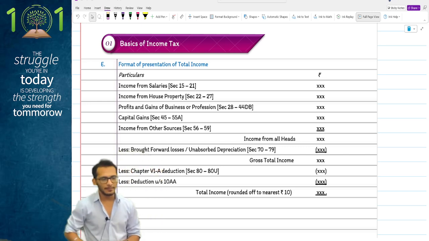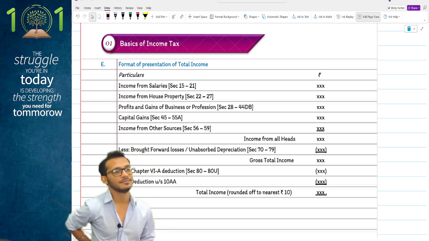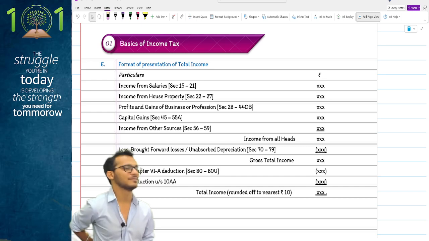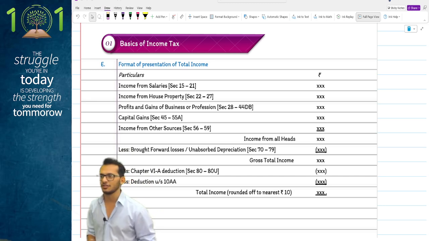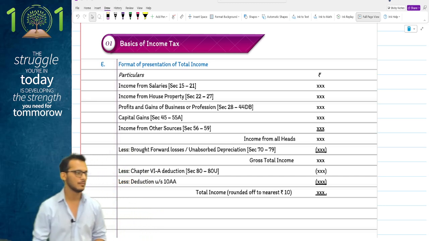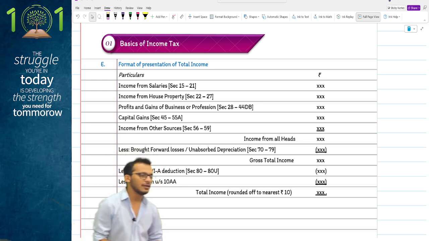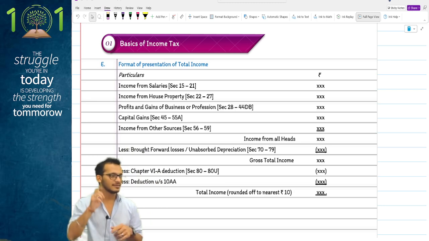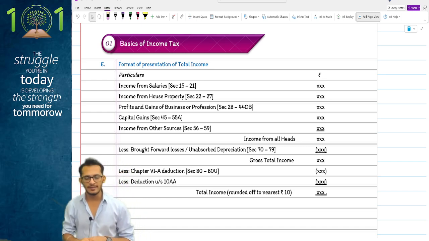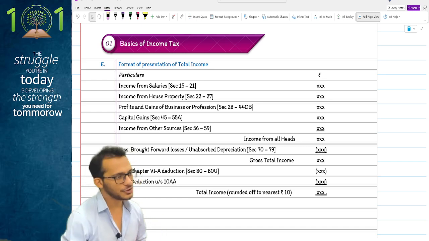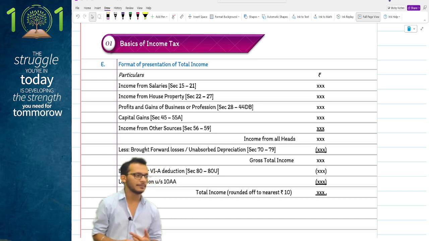Done? Done. Step number 19. What will you do? What happens? Assessee receives notice under section 143(2). Yes, the earlier one was 143 subsection 1. So as 143 subsection 1, this one is 143 subsection 2, or notice under 148 capital A.